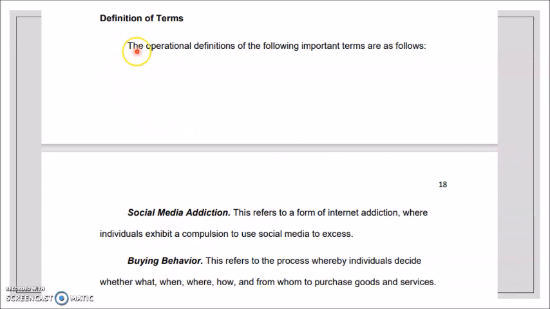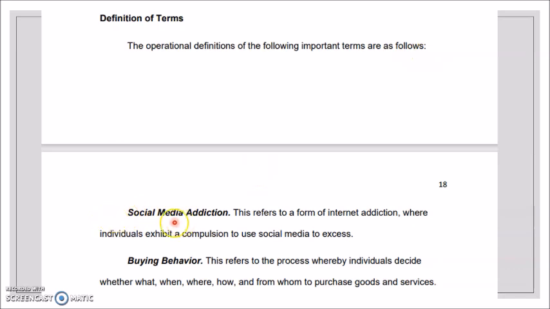So, let's start with the intro statement. The operational definitions sa how, ibig sabihin operational, ibig sabihin how are the variables used in the study. So, when we say conceptual definition, parang ano talaga ang definition niya sa dictionary, parang ganun, as a concept. So, in this part, operational definition. So, the intro statement, the operational definition of the following important terms are as follows.